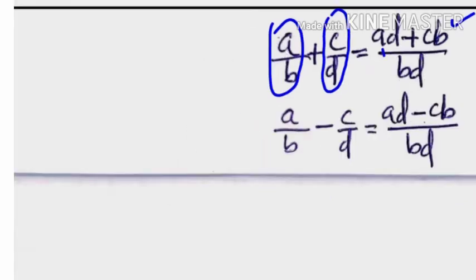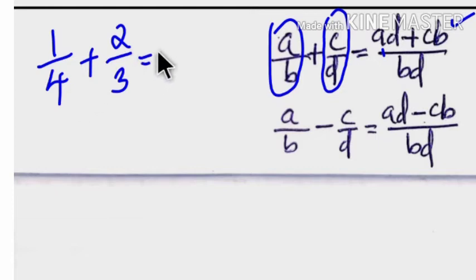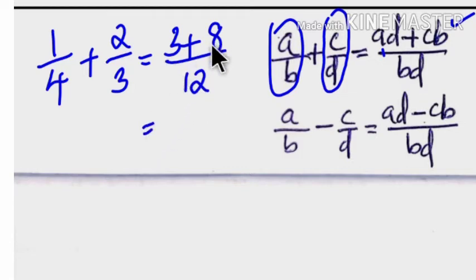Now let's add two numbers, 1 by 4 plus 2 by 3. Here 1 into 3, numerator of first into denominator of second, is 3, plus 4 into 2 is 8, divided by 4 into 3 which is 12. So the answer is 3 plus 8 is 11, so 11 by 12.